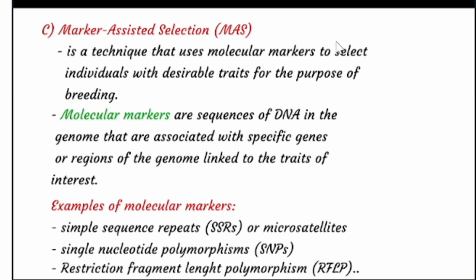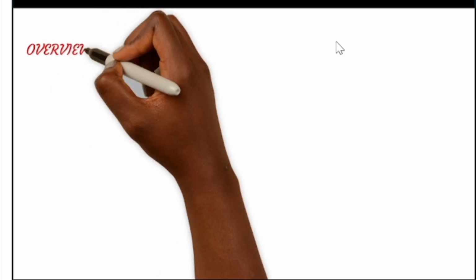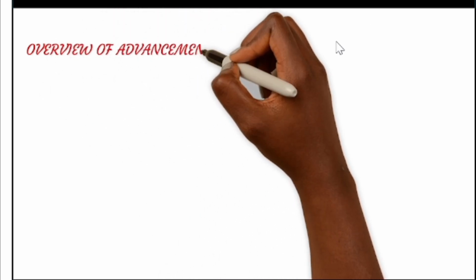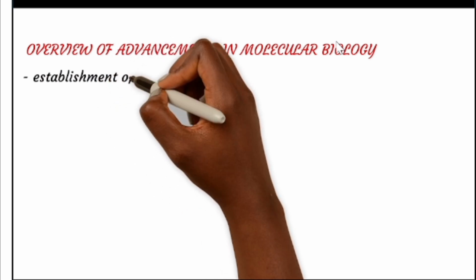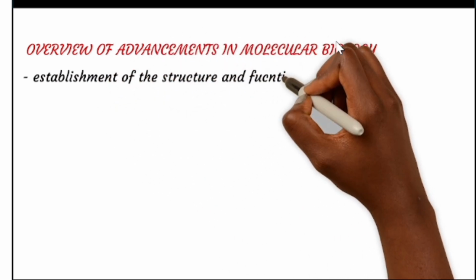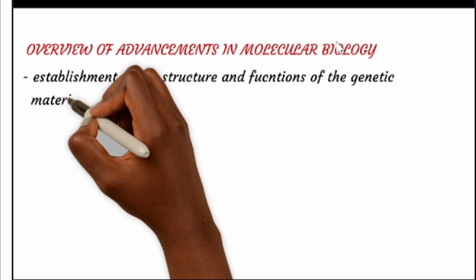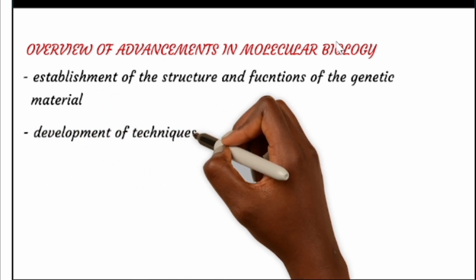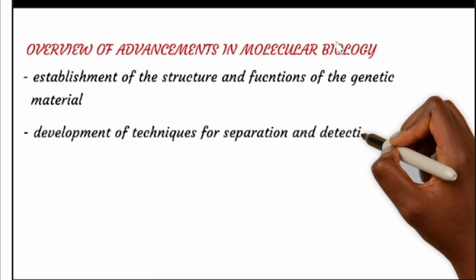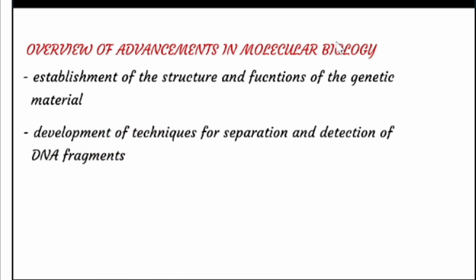All right. So the next thing we are going to be looking at is an overview of advancements in molecular biology, which has contributed a lot to the development of genetic engineering. So what are those advancements? The first one is the establishment of the structure and functions of the genetic material, which is the DNA, which we know. Right. The next one is development of techniques for separation and detection of DNA fragments. The example is electrophoresis.